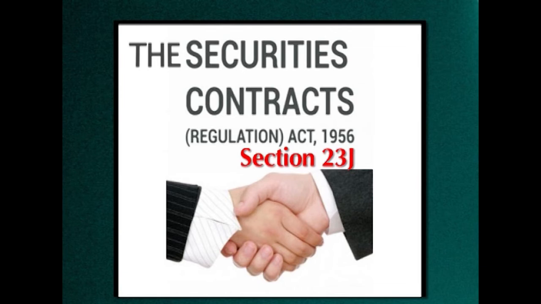SEBI to be an adjudicating officer for holding an inquiry in the prescribed manner after giving any person concerned a reasonable opportunity of being heard for the purpose of imposing any penalty in respect of the aforementioned penal provisions. The adjudicating officers must take into account the factors enumerated under section 23J. Under section 23K, all the penalties realized shall be credited to the Consolidated Fund of India.